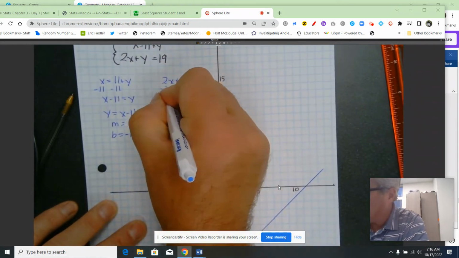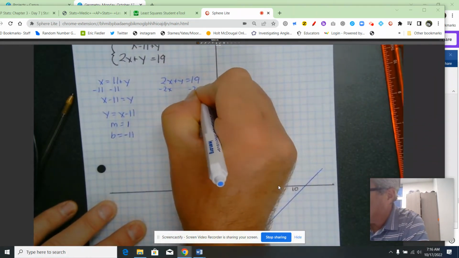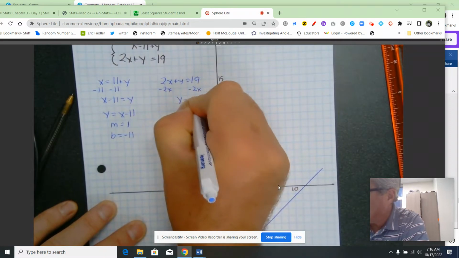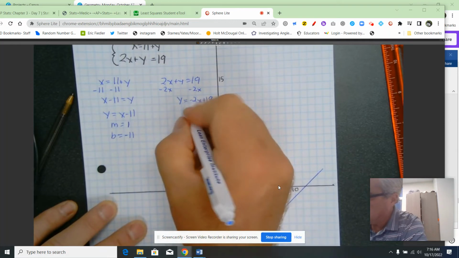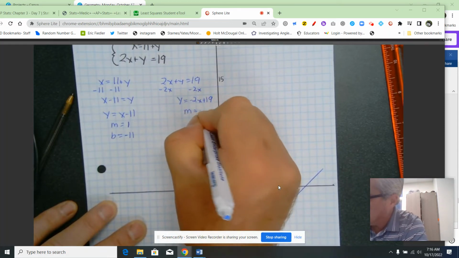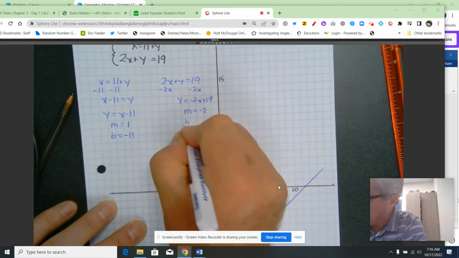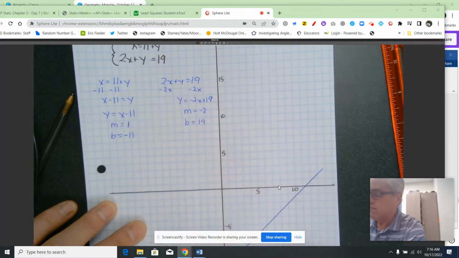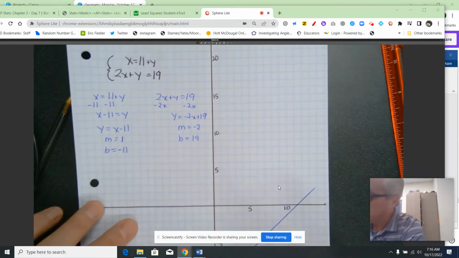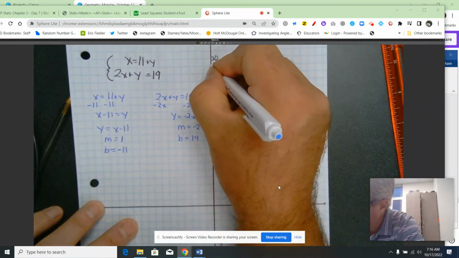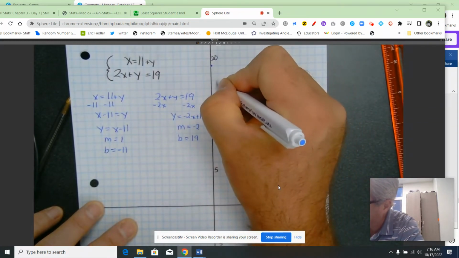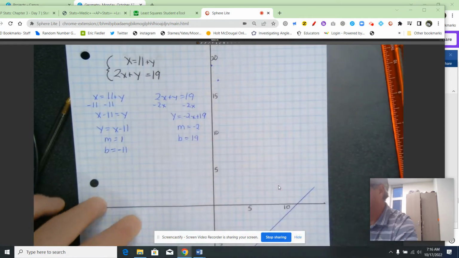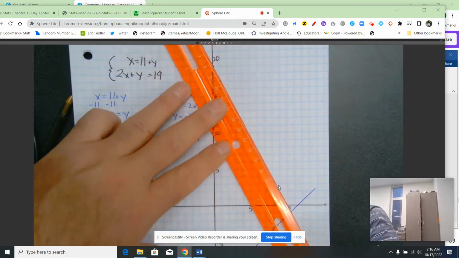I'm going to subtract 2x from both sides. I get y equals negative 2x plus 19. Put it in slope-intercept form first. Slope is equal to negative 2. My y-intercept is equal to 19. So go all the way up here. Here's 19 right here, my y-intercept. My slope is negative 2, so I'm going to go down 2 and then over 1, and then there's my second dot. Let's graph it.